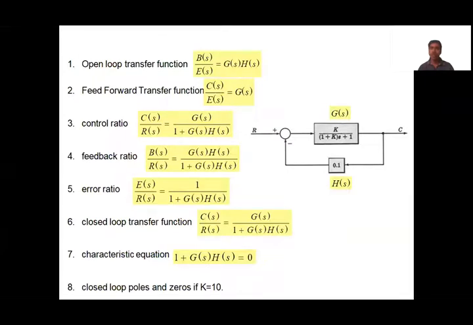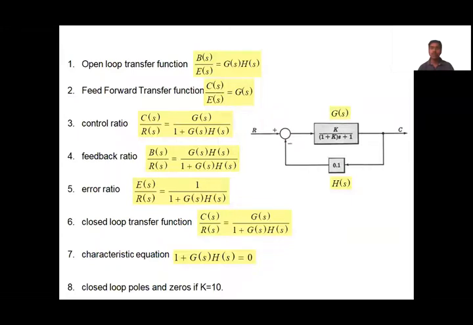Of course, here I have not mentioned the answer. It's very simple to calculate this. Please, you can practice it. And feed forward transfer function is only the G of s. Simply this G of s block we can place in there. Then control ratio is the overall transfer function. Of course, G and H is given.